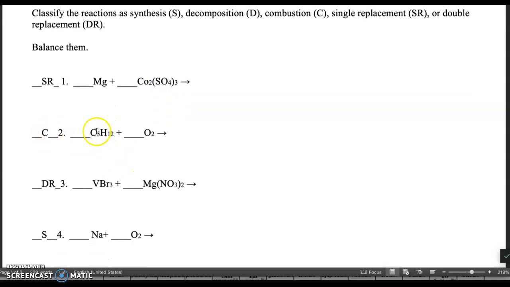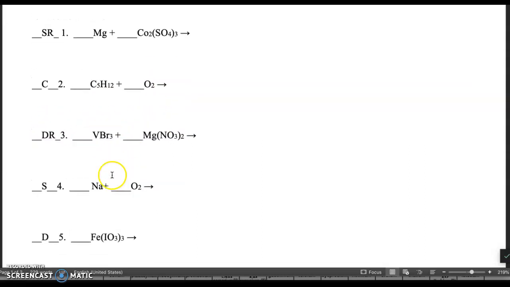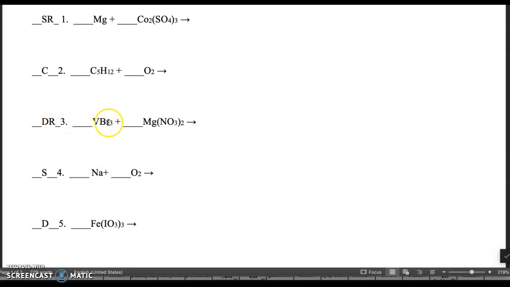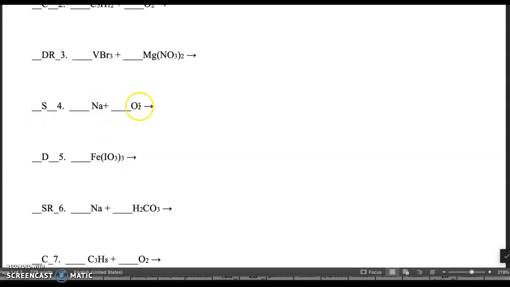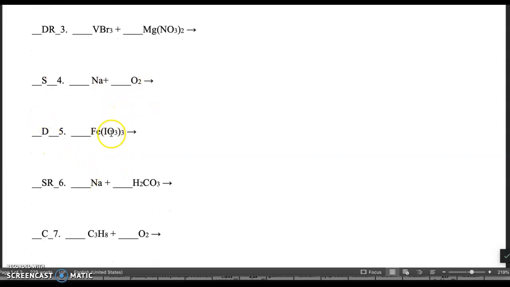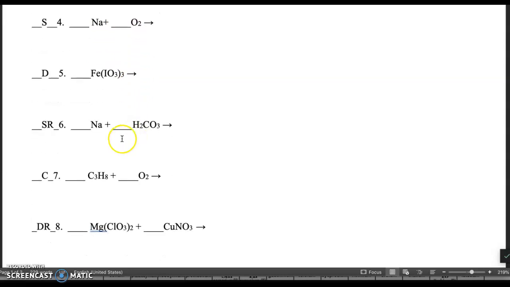Second one, combustion, because I have a carbon compound and oxygen. Third, double replacement, because I have a metal, nonmetal, and metal and polyatomic, so two ionic compounds. Synthesis, because I have two elements. Decomposition, because I have one reactant. Oh, one thing to know about synthesis: element, but metal and nonmetal more specifically for our class.